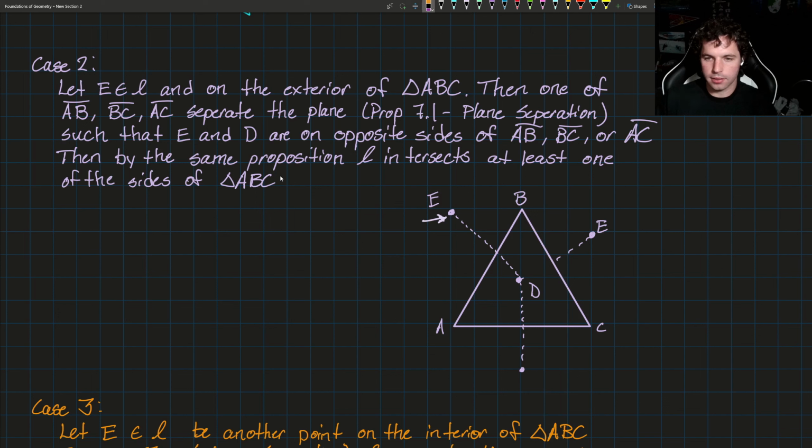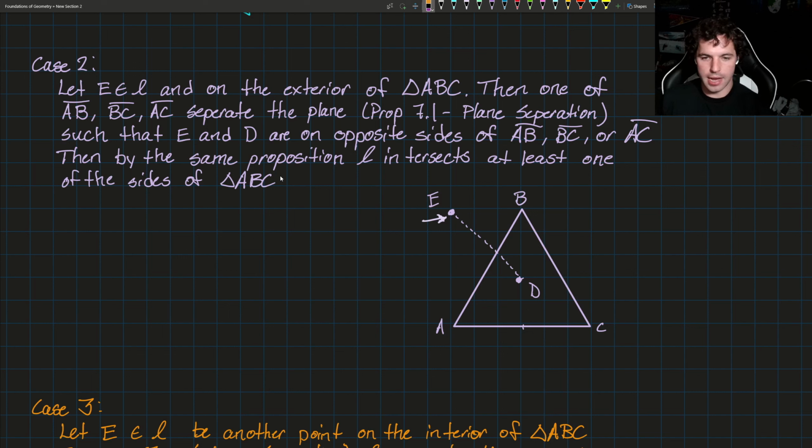I'll delete everything else. All right, so we have point D. By I2, there must be another point. We have D on L. By I2, there must be another point on L, which we're going to call E. And we're going to set that on the outside of triangle ABC. Okay, now, E is on the outside.